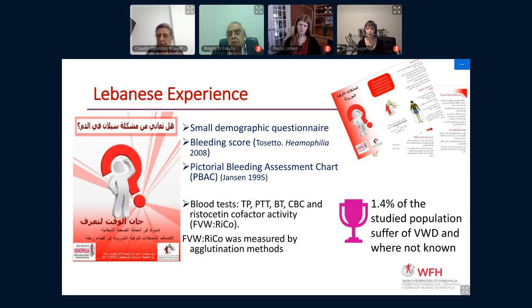And after filling out this questionnaire, if the bleeding score was more than 3 in our study, and if the pictorial bleeding assessment was high, we proposed a blood test for our patient. We decided to choose simple tests: PT, PTT, bleeding time, CBC, and just ristocetin cofactor activity measured by the agglutination method. Certainly, it's not the best way, but it was the only way we have in our country, and I think it's better than nothing.